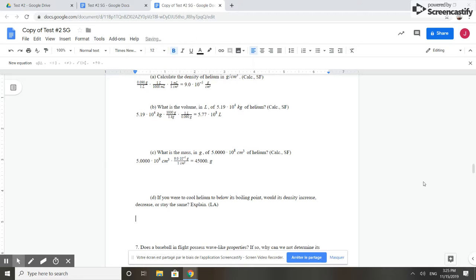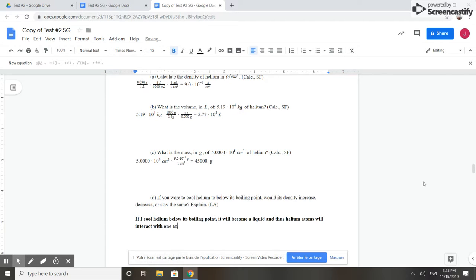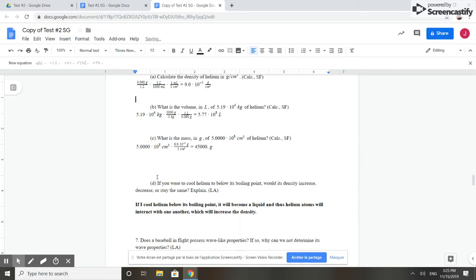So this is more of a conceptual problem. So if I'm cooling it below its boiling point, it's going to become a liquid. That's going to increase the density because I'm going to have more heliums in a smaller amount of space.